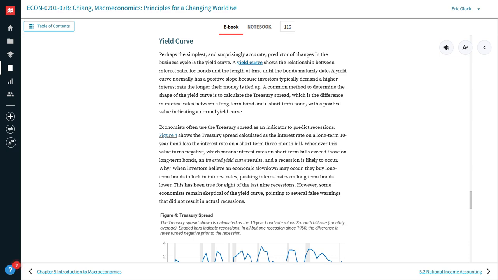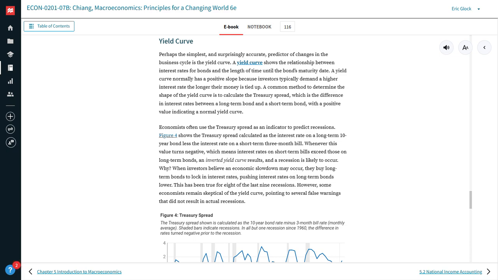However, when it's inverted, what happens is people start demanding long-term bonds relative to short-term bonds at a greater rate. So then the interest rate for long-term bonds starts going down, and the short-term bonds start going up, which means that investors are not buying bonds in the short term because they're losing confidence in the near future. Okay, get this at least.